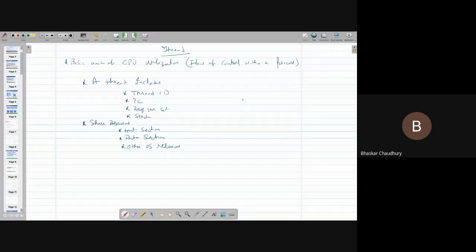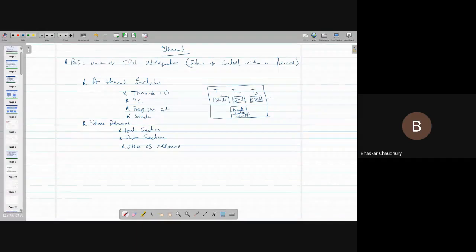So it will look something like this. If I have to visualize it, suppose I have three threads, let's say T1, T2, and T3. Each one of them has its own stack, and the rest is shared. The heap is shared, the data is shared, and the text is shared, and each one of them has its own stack. Okay, is this picture clear to all of you? Yes, sir.